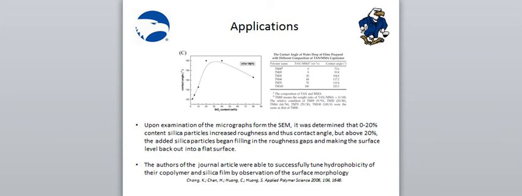Using the SEM, the authors were able to examine one of the problems they were having, because once you got above about 20% silica particles, the contact angle started to drop off again. The increase above 20% weight percent of silica particles actually began filling in the roughness gaps, and the authors were able to see that and adjust their techniques because of the SEM instrument.